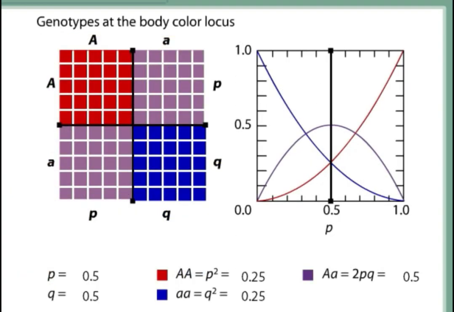See for yourself how changes in the allelic frequencies can affect the proportions of each genotype in the sample population. You can change the values of P and Q by dragging the anchor boxes along the axes of both graphs.